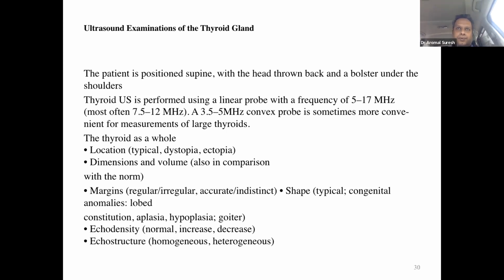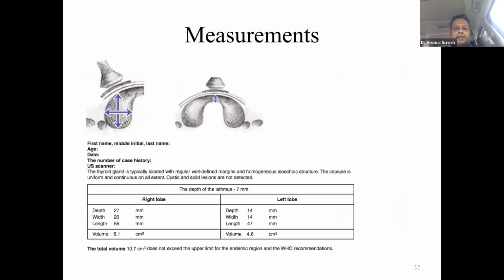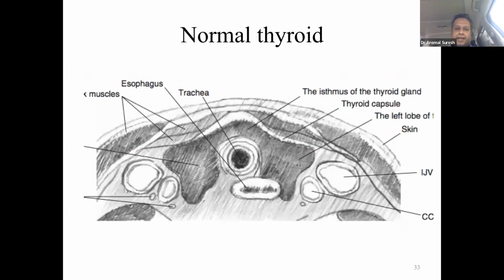Then you have to look at the nodules. Whenever you are looking at the nodules, as we all know, look at margin, shape, composition, echogenicity, echostructure. You should definitely scan longitudinally, transverse, and oblique ways. You may miss a nodule if you're only doing a transverse scan, so it's always better to see in all three ways. Then you measure the normal dimensions of the right lobe, left lobe, and isthmus as well.